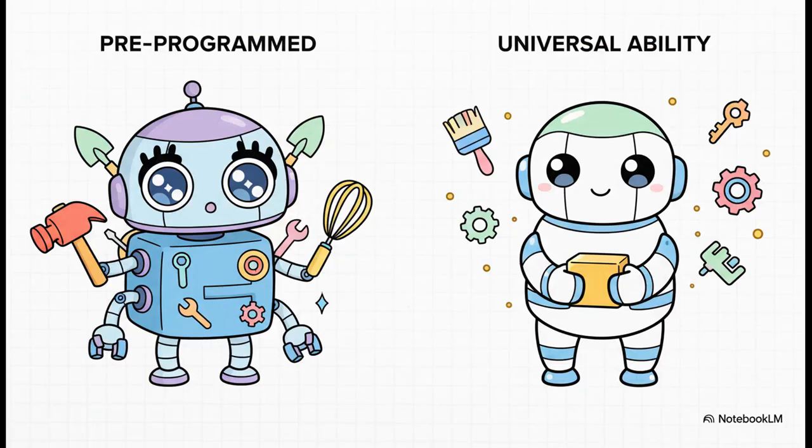So, what's the big takeaway here? Real power, true universality, isn't about what's already baked in. It's not about having a million pre-programmed features. It's about having that universal capacity to learn or create any program, any recipe from the ground up.